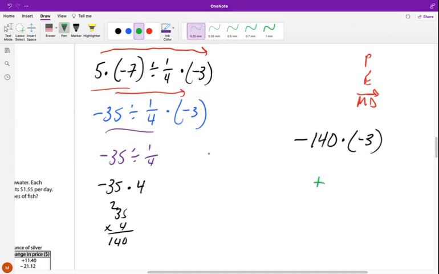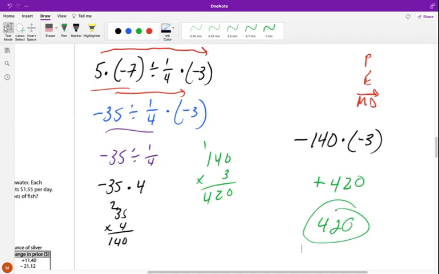You do not need to, and I will suggest not writing the plus sign. I'm just reiterating it's positive. And then we do 140 times 3. So 0, 12 carried to 1, 3 plus 1 is 4. So it is a positive 420. And that will be your final answer. All right, but sometimes people just think multiplying has to come first. And if you multiplied this together first, your answer would not have been correct.